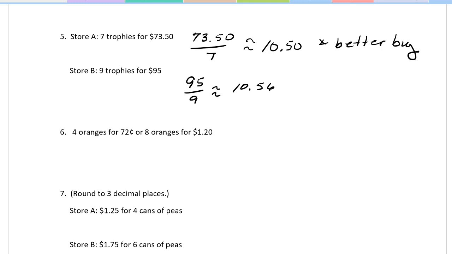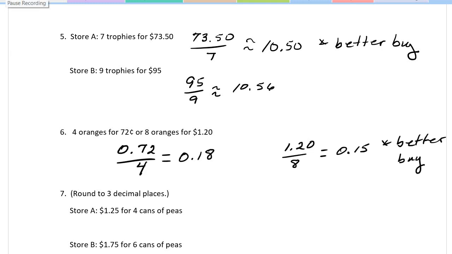Problem 6 is different because the first option I have written as 72 cents and the second option is written as $1.20. So be sure that you make both of these into either cents or both into dollars. And there's the answer for problem 6.